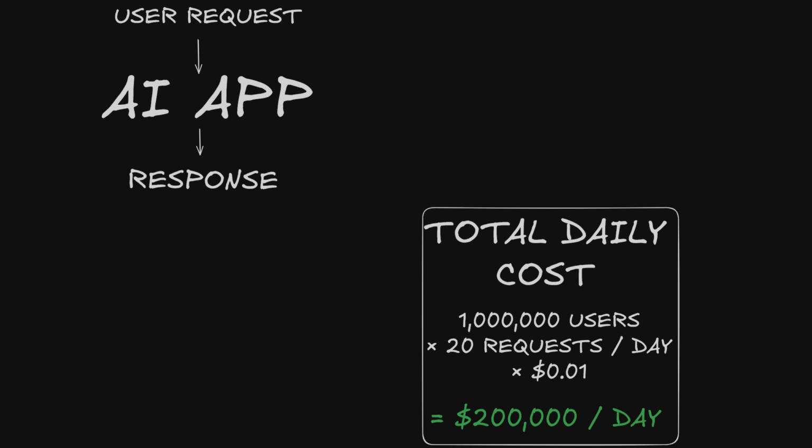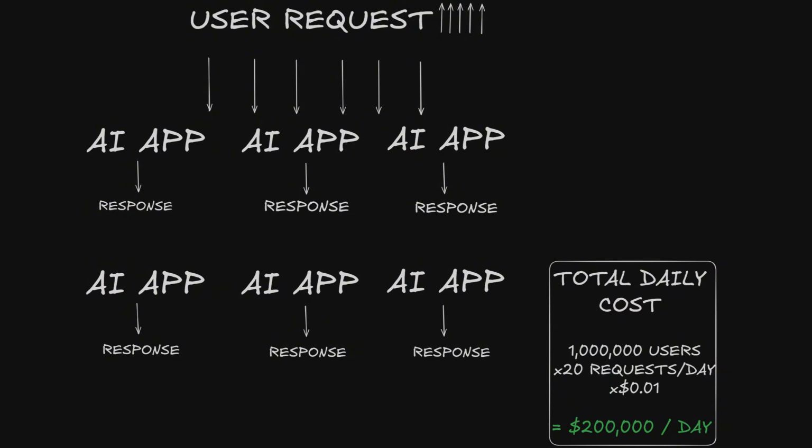Now push it to 1 million users. Same math, same assumptions. That becomes $200,000 every single day. That's over $6 million per month, and nothing about the product changed. Only the number of people using it did. And this isn't even the full picture.